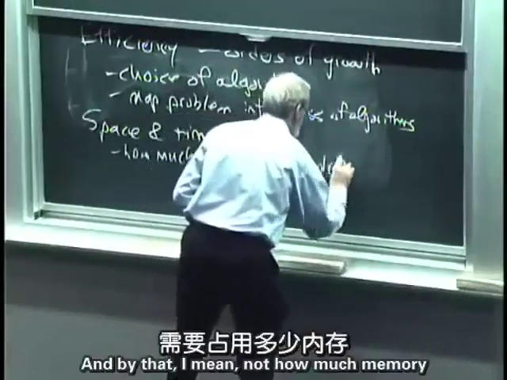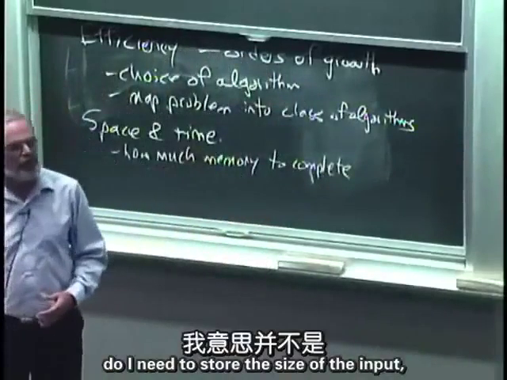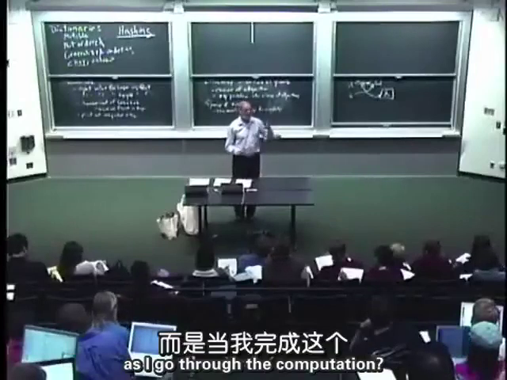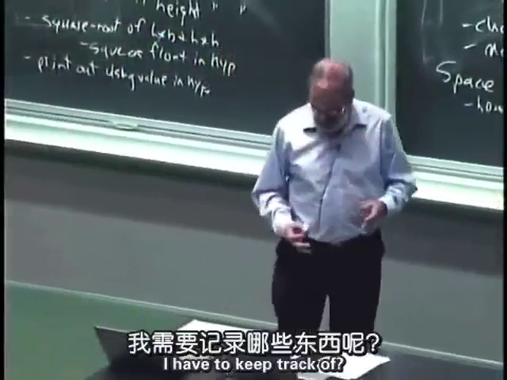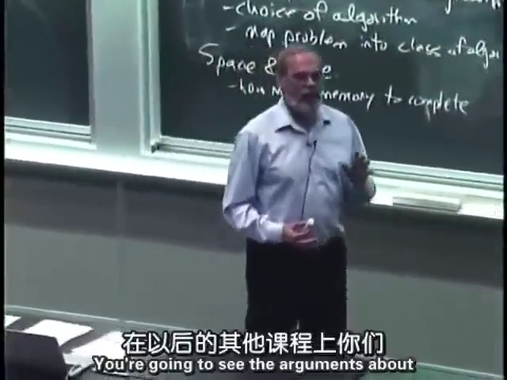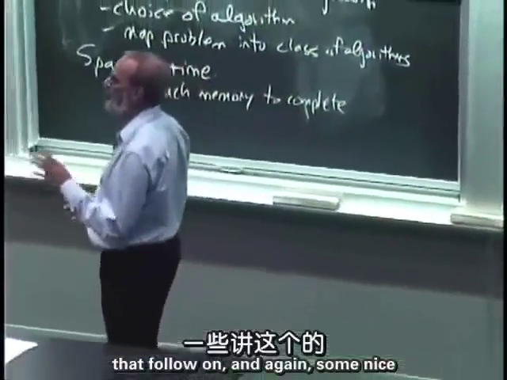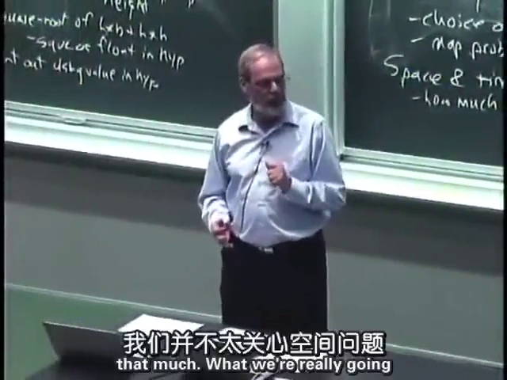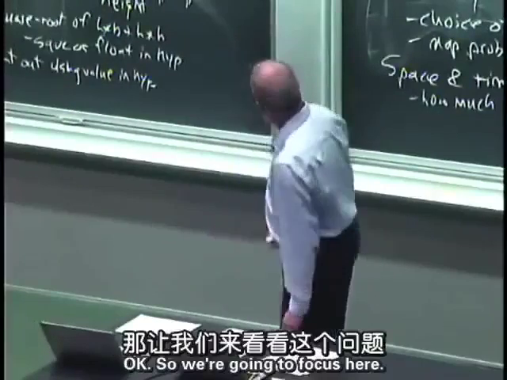And by that, I mean not how much memory do I need to store the size of the input. It's really how much internal memory do I use up as I go through the computation. I've got some internal variables I have to store. What kinds of things do I have to keep track of? You're going to see the arguments about space if you take some of the courses that follow on. And there's, again, some nice courses about that. For this course, we're not going to worry about space that much. What we're really going to focus on is time.